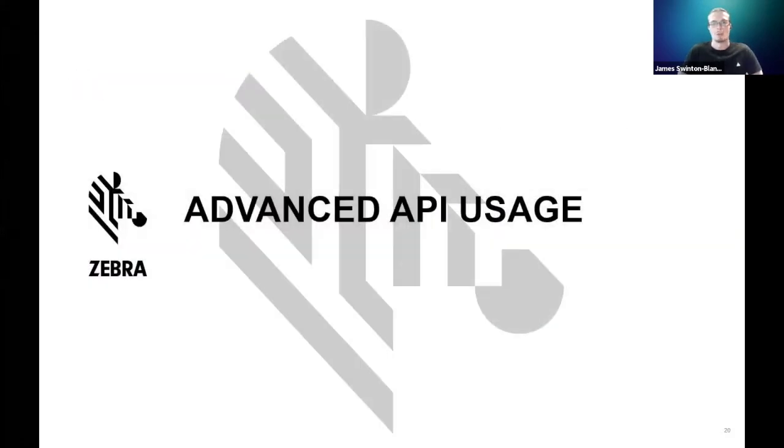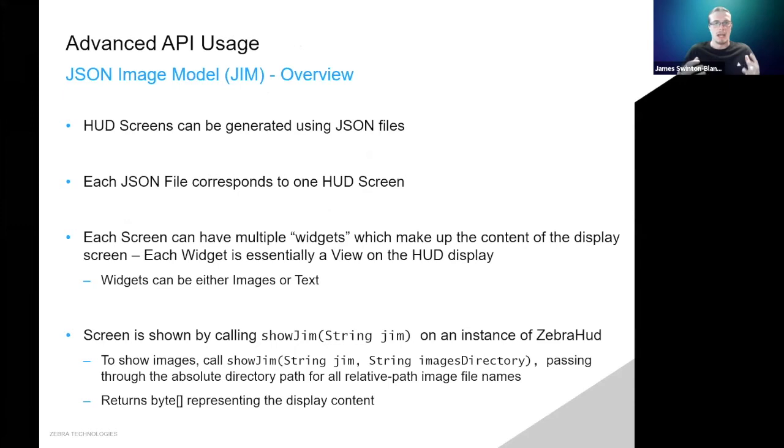So finally, then, I wanted to talk about some more advanced API usage. But again, this is all within the context of the SDK. So hopefully these APIs should all be straightforward, and you should have a firm understanding by the time we've gone through the slides. So the API that I want to talk about here is using what's called a JSON image model, or JIM for short, to basically design a HUD screen.